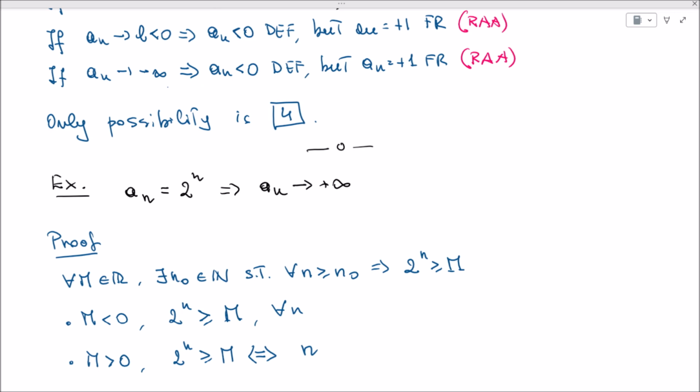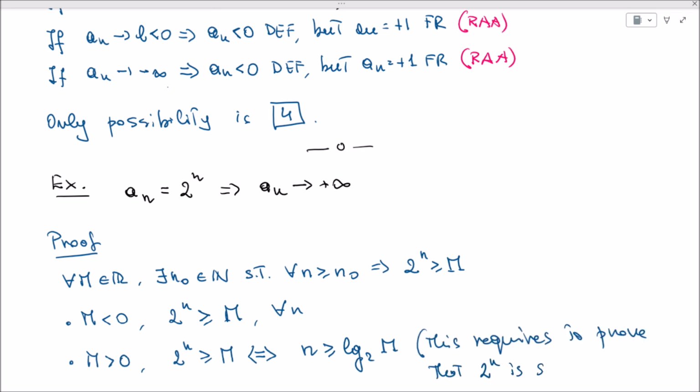So this seems to be possible, but there is a caveat. This requires us to prove that 2 to the n basically is a surjective function, which is not that easy. Okay, it's not that easy. So we are left with the doubt that maybe not everything in this proof is totally clear.